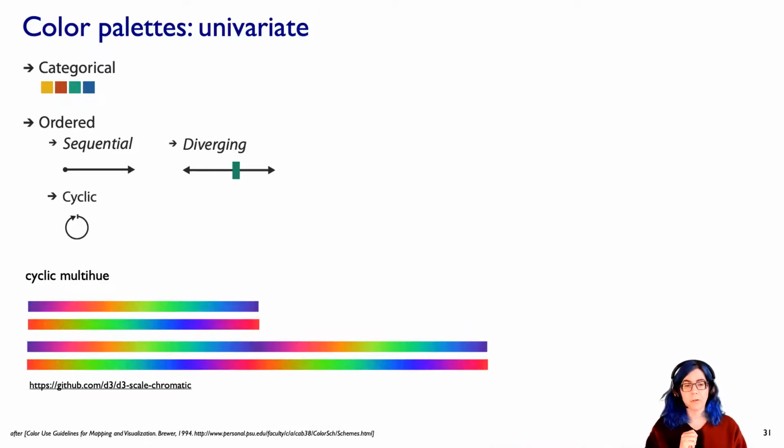Finally, there's one more property we can think about. Remember that you can have ordered data that's cyclic, and you can emphasize the cyclic nature of that by having many hues. So multi-hue maps are useful for trying to show the cyclic nature of the data.